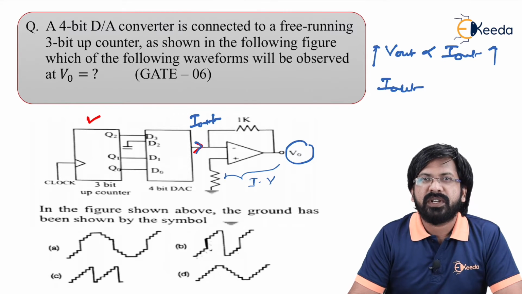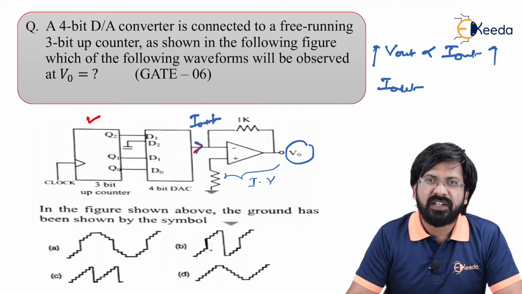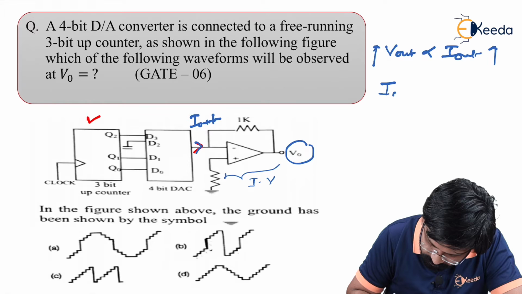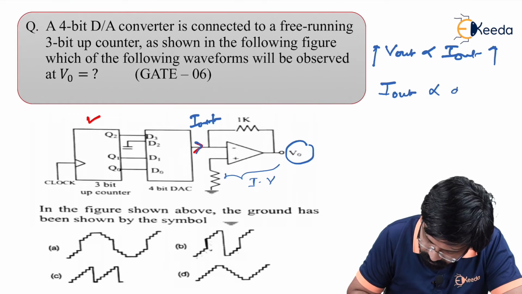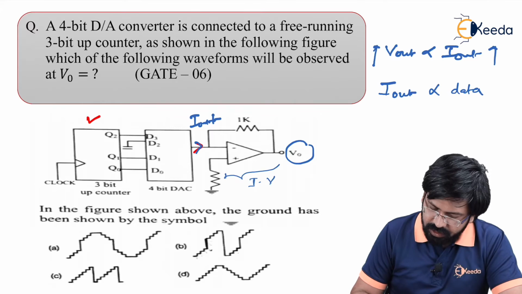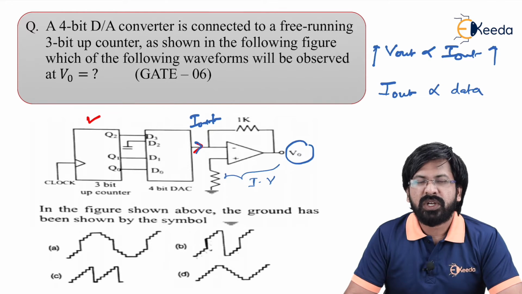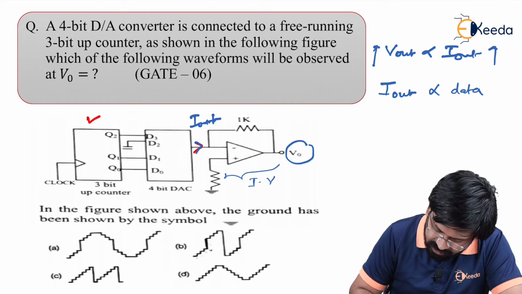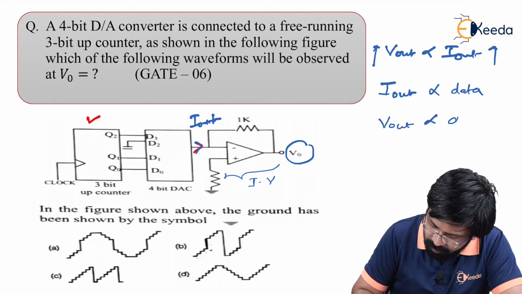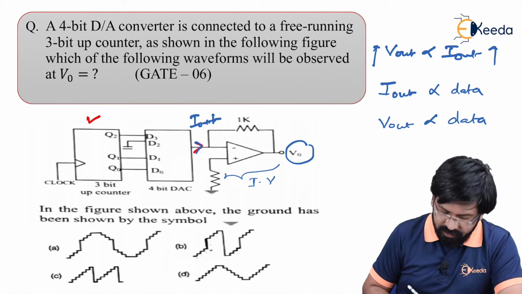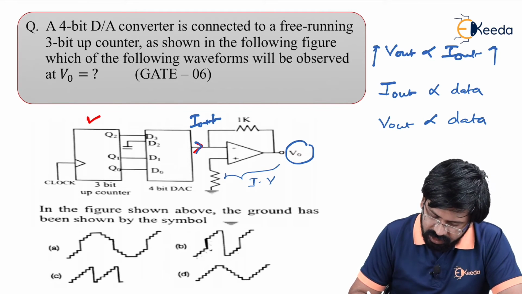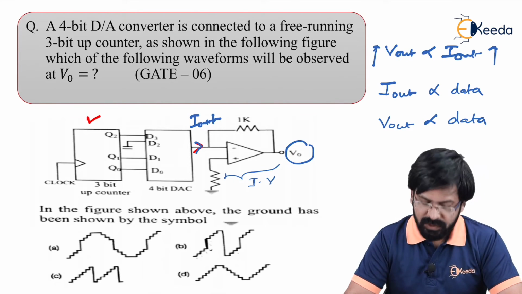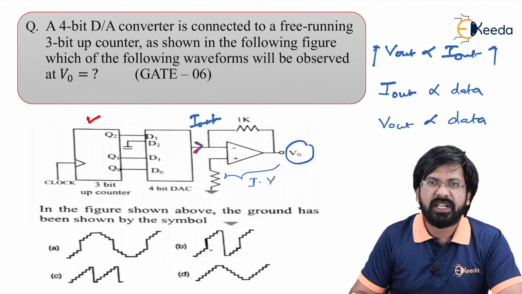I out is the output of DAC, and what is the input of DAC? Of course it is data. So can I say that I out is directly proportional to data? V out is directly proportional to I out, but I out is directly proportional to data. So in a way, I can say that V out is directly proportional to data here. The way in which data rises, V out will increase. If data is reduced, then V out will also reduce. So now we have to see the nature in which the data is changing.